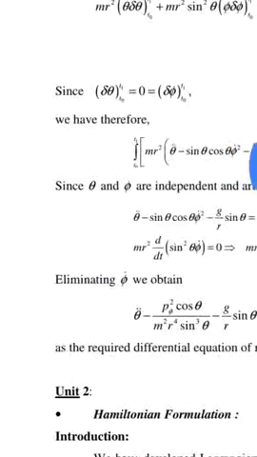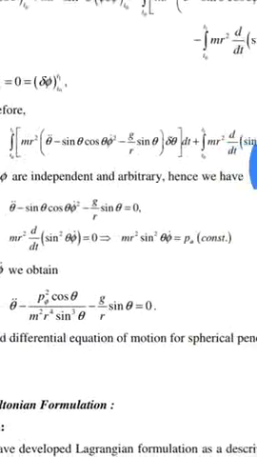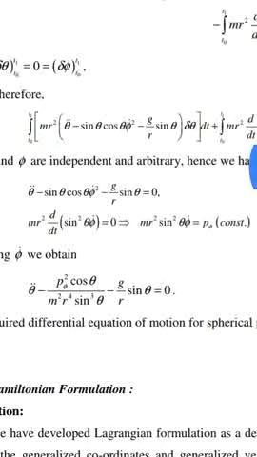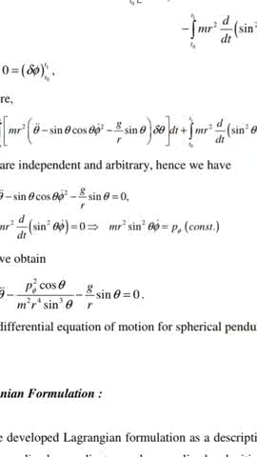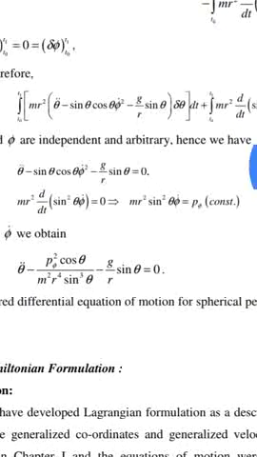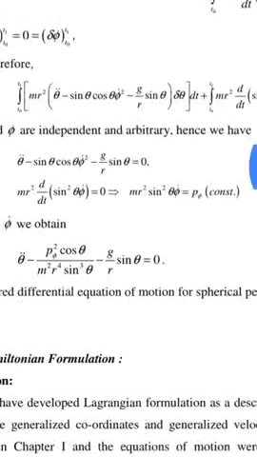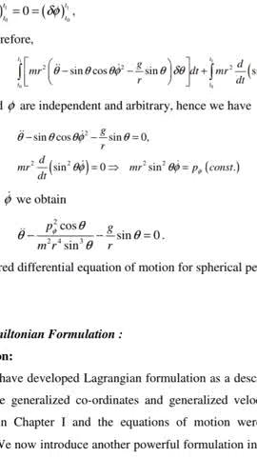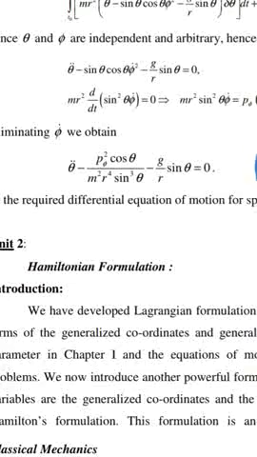Since θ and φ are independent and arbitrary, we have θ double dot minus sin θ cos θ φ dot squared minus g/r sin θ is equal to 0, and mr² d/dt of (sin²θ φ dot) is equal to 0, that is, mr² sin²θ φ dot is equal to pφ, a constant.